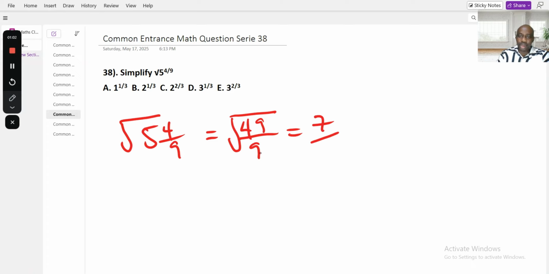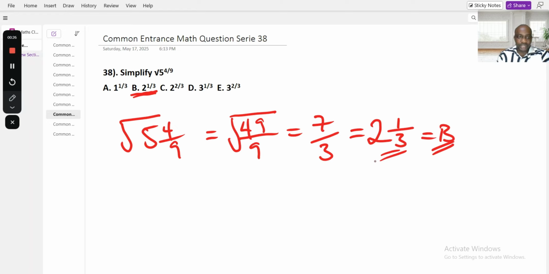What is the square root of 9? It is 3. 3 times 3, 9. Now let's turn it back to a mixed fraction. How many 3 can we see in 7? You can see 2. So it will remain that 1 over 3. This is our final answer. Where is it? 2 whole number 1 over 3. Number B. That's our final answer. Let's move to the next question.